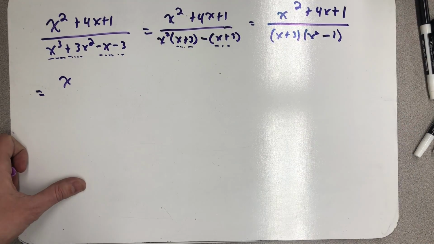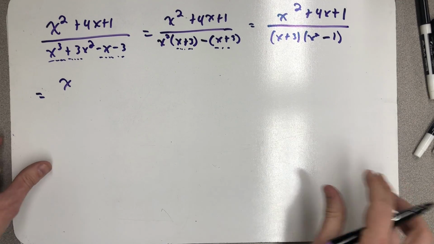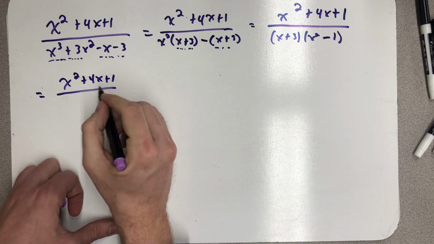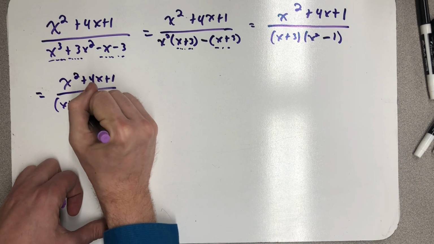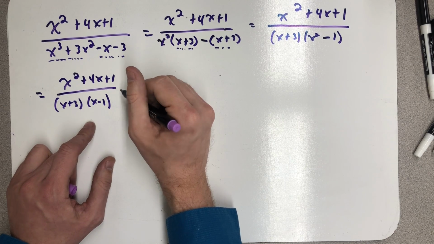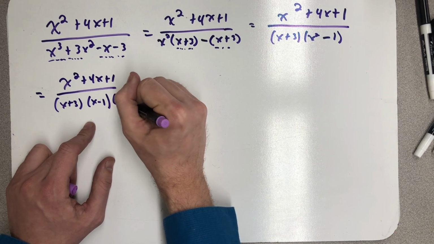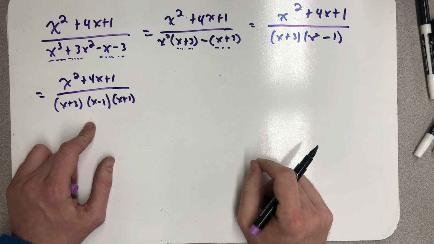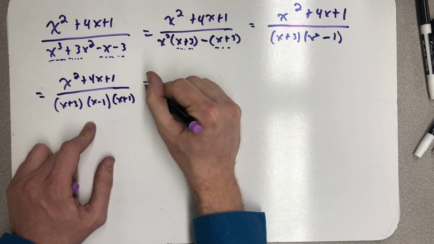Left a 1 off the top there, should sneak that in there, and that leaves me with x squared plus 4x plus 1 divided by x plus 3 times x minus 1 times x plus 1. So now I can do a partial fraction decomposition on this.